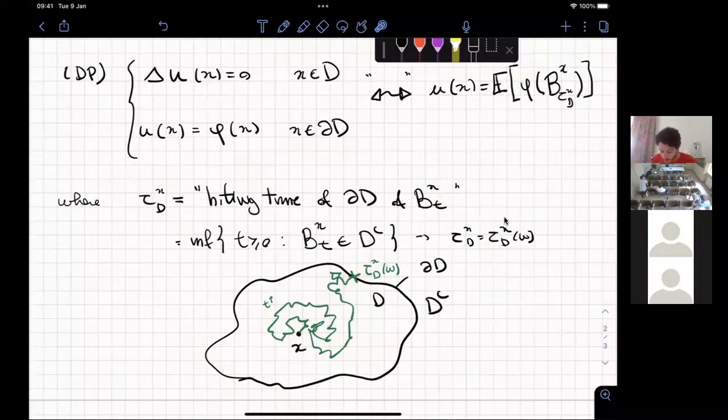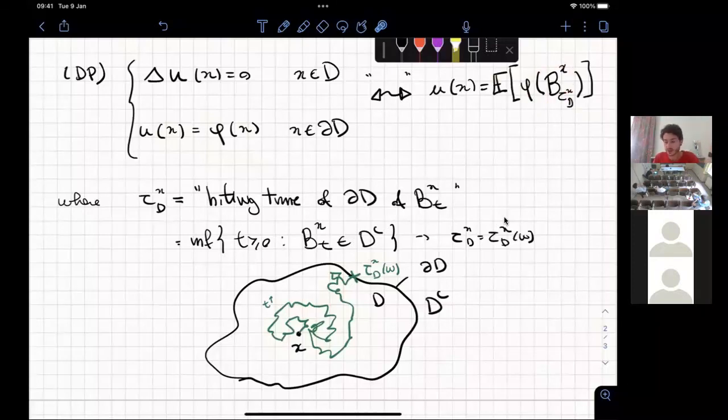When he arrives at this point, he will have a value which is random, but which belongs to the boundary of D. So it makes sense to compose it with this function phi, because phi is defined only on the boundary, and here we are evaluating the Brownian motion on the boundary, so it's fine. We obtain this object, which is again stochastic, because we have a deterministic function composed with something which depends on omega. So this is a random variable.